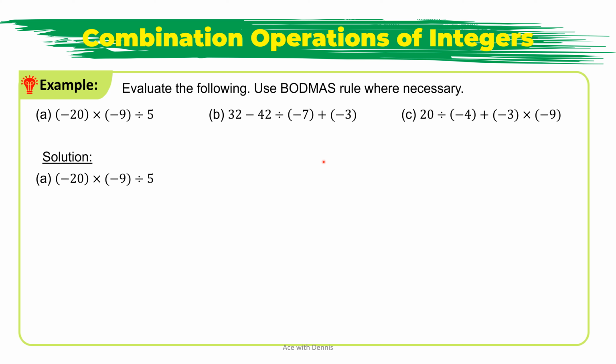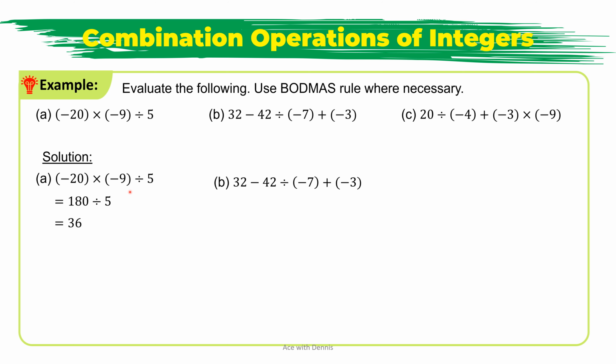For A, negative 20 times negative 9 divided by 5. Following the BODMAS rule, we can start with the multiplication and division. For negative 20 times negative 9, we get 180, then divided by 5, and the result is 36. So this is pretty simple.